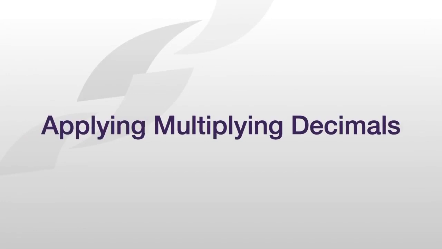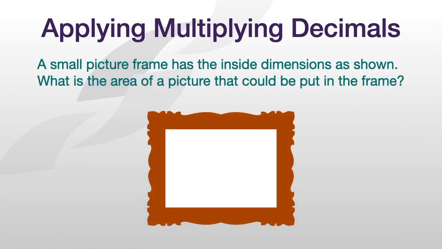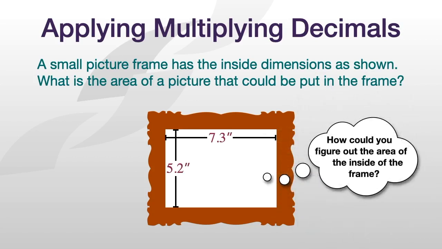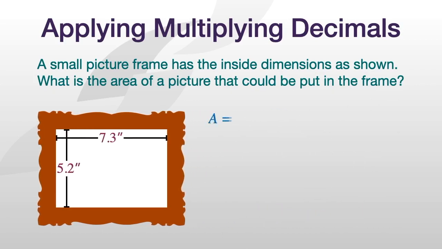Let's apply what we have learned about multiplying decimals to a problem. A small picture frame has the inside dimensions as shown. What is the area of a picture that could be put in the frame? How could you solve this problem? As we saw with the area model, the area of the rectangle is base times height, which is 7 and 3/10 by 5 and 2/10 inches.